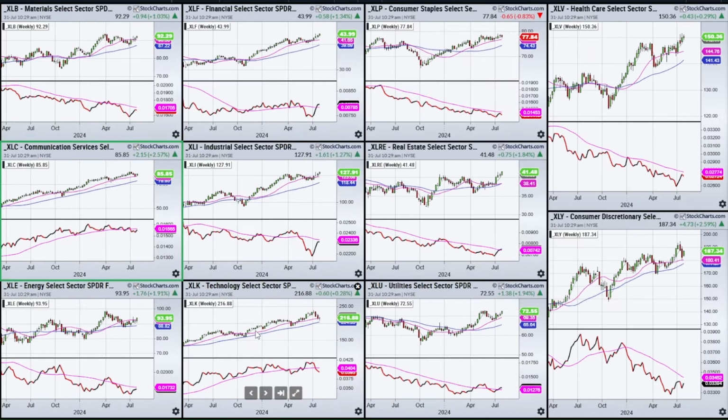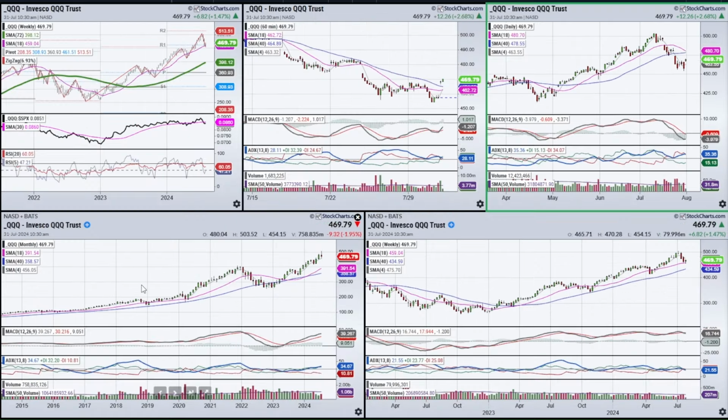Same thing holds true with the XLK as it's sitting right near the 18-week. So I think there's a lot of important things to watch here, and we have to continue to monitor. But right now, I love the action in the financials. A lot of improvement in the XLI. Also in the utilities, and certainly looking at individual stocks in the REITs as well. All right. Let's go ahead and look at the QQQ.